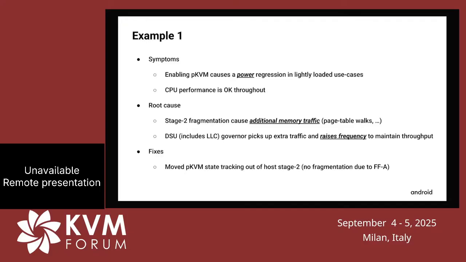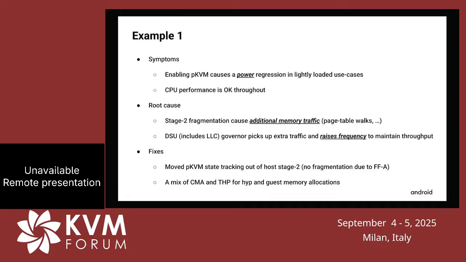The fixes, or let's say workarounds, that we have found in this case are of two natures. One is that we were unnecessarily fragmenting the host stage 2 due to the way the tracking of memory shared with the secure world was done in PKVM. We were fragmenting the host stage 2 in order to set software bits into the host stage 2 page table to say these pages have been shared with the secure world. By moving this tracking outside of the host stage 2, that allows us to keep the block mappings more often. That solves one part of the problem.